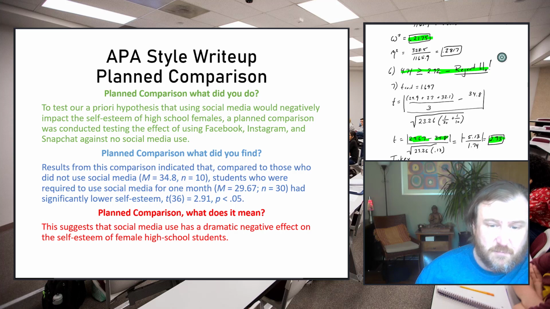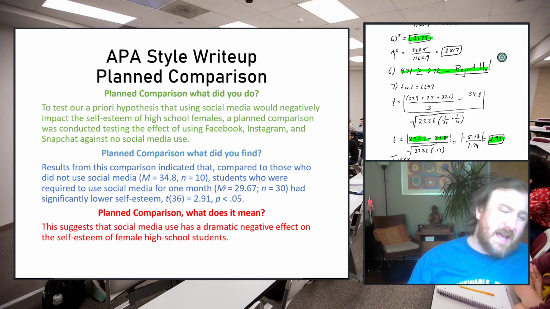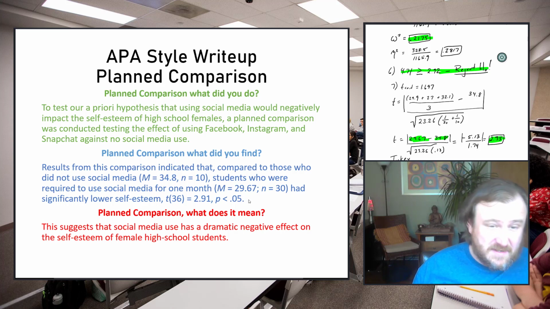And p is less than 0.05. Now, technically, you should also report a Cohen's d value and a confidence interval. But I didn't want to make this video that long.